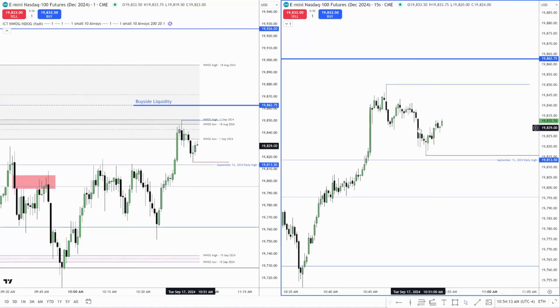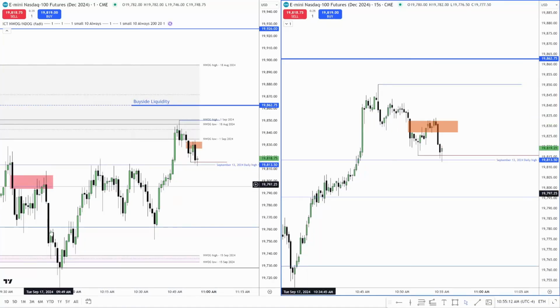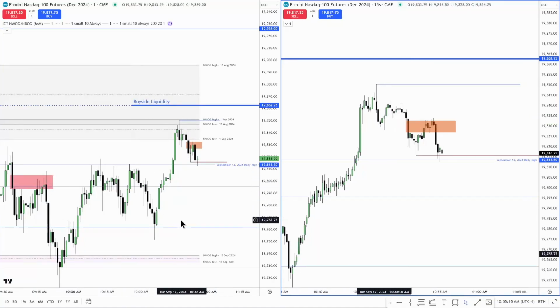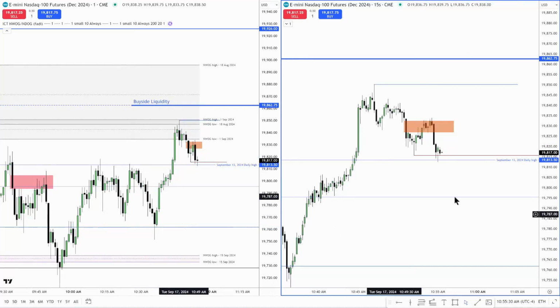And then I would want to see inversion in here, where it spent a lot of time back and forth in this range. So 19,813.50 is also September 13th's daily high. I'm not impressed with the run below the short-term low just to get to that level. I don't see it like it's breaking down to keep going lower. It's going to have to prove something significant to me.